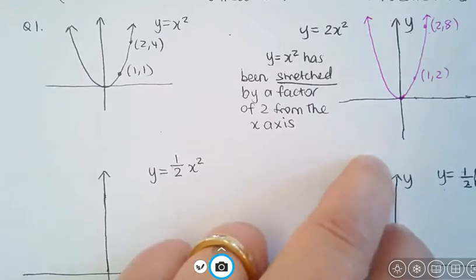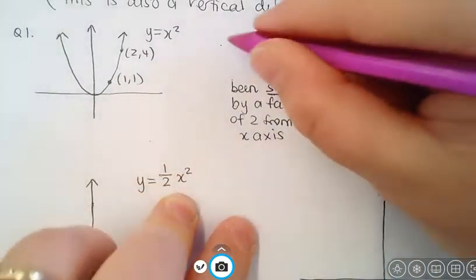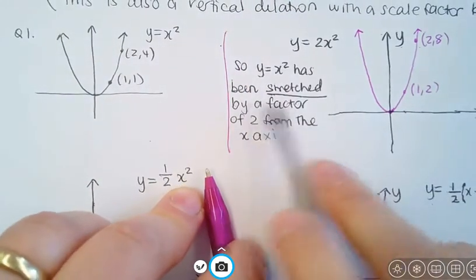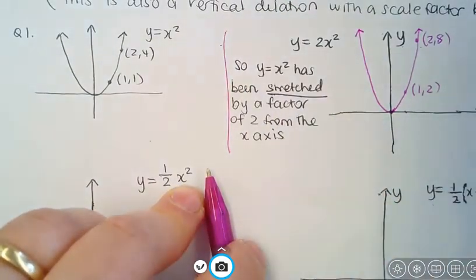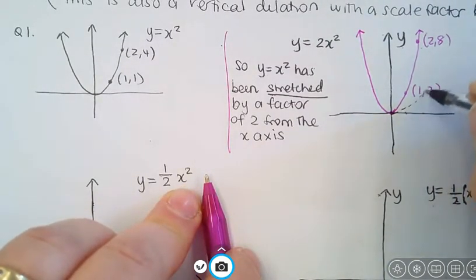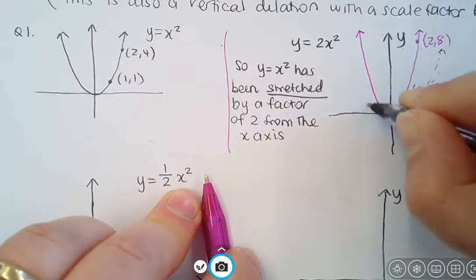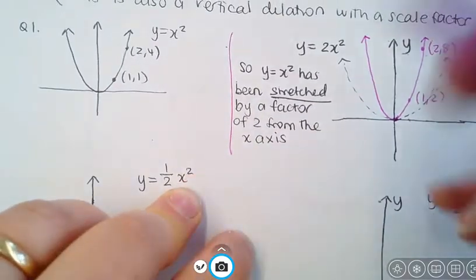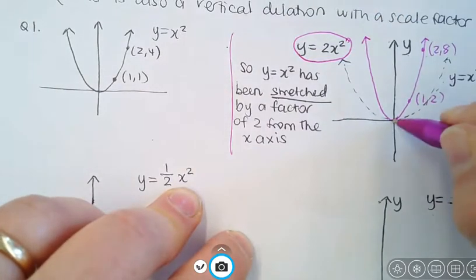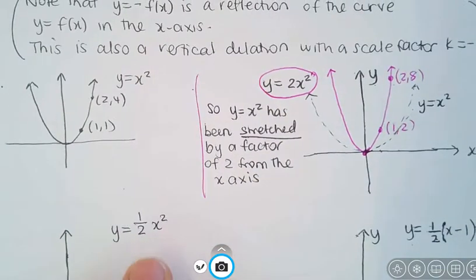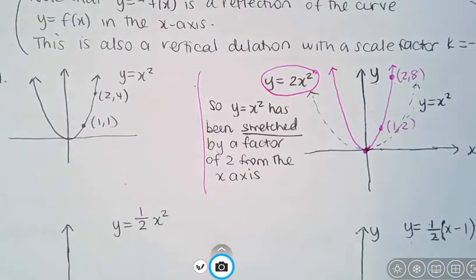So y equals x squared has been stretched by a factor of 2 from the x-axis. Do you want me to put where the original one was? The original one would have looked like that. I've got it dotted. So y equals x squared is dotted. Y equals 2x squared is in pink. So we will say that it has been stretched by a factor of 2 from the x-axis.